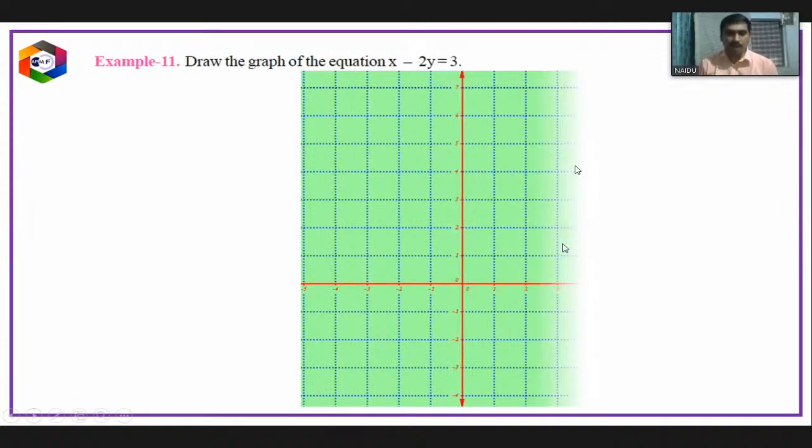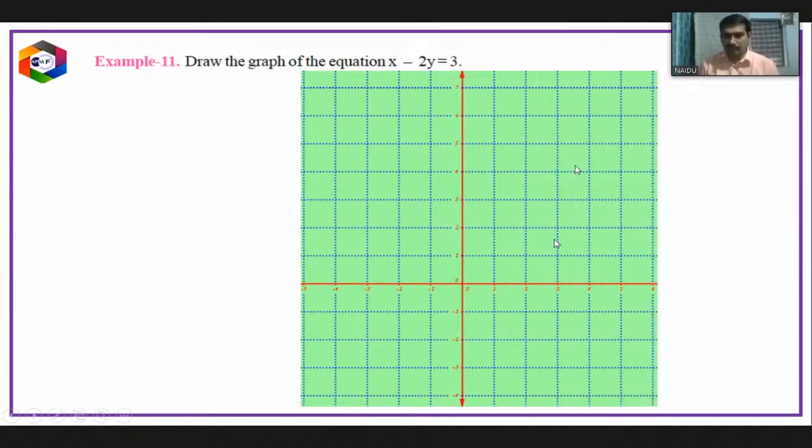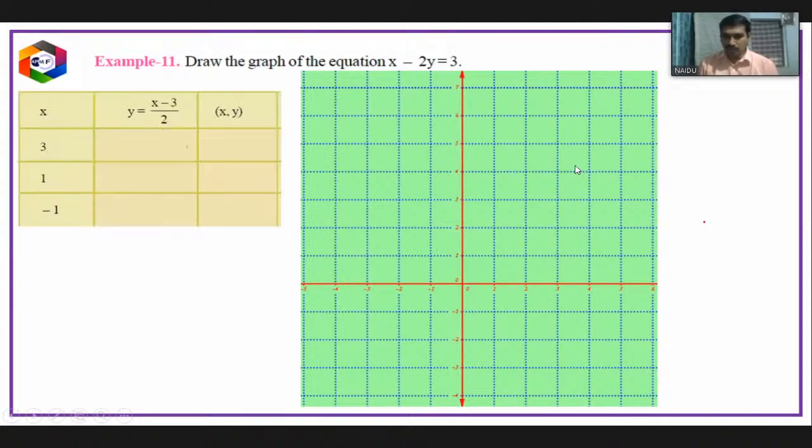Here I am writing one small point. Actually, x minus 2y is equal to 3, so I am going to calculate the y value first. Minus 2y is 3 minus x. But we want the y coefficient positive, so I multiplied both sides by minus. So 2y equals x minus 3. Now I finally want the value of y. What is the value of y? y is equal to x minus 3 by 2. That I have taken in the table.